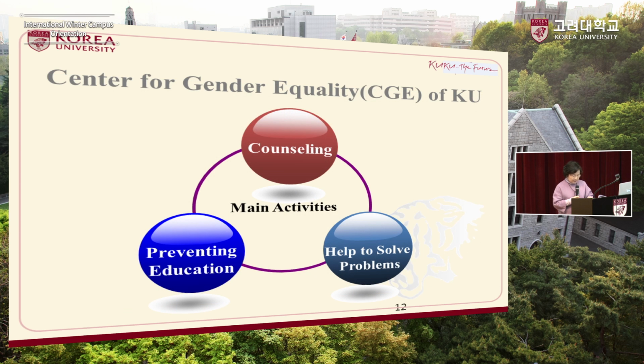Korea University has an on-campus professional counseling center. We call it the Center for Gender Equality, CGE. CGE seeks to maintain an atmosphere free of sexual and gender-based harassment and discrimination while providing active support to students, faculty, and staff. The center is also committed to creating an atmosphere of trust and respect that is essential to a healthy work and academic environment.